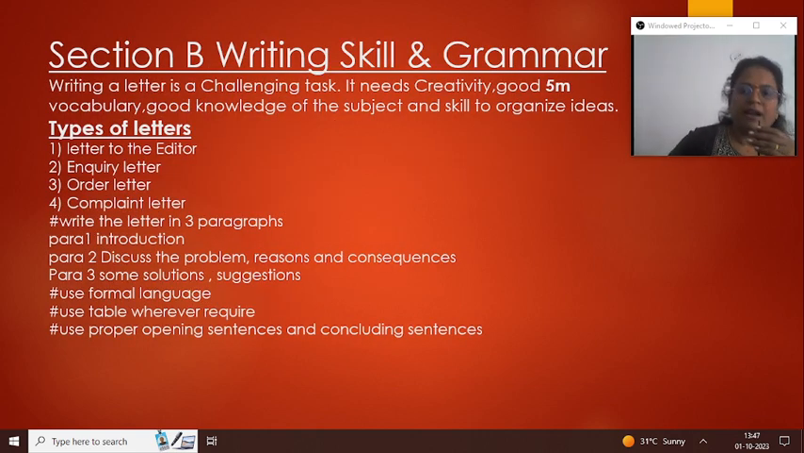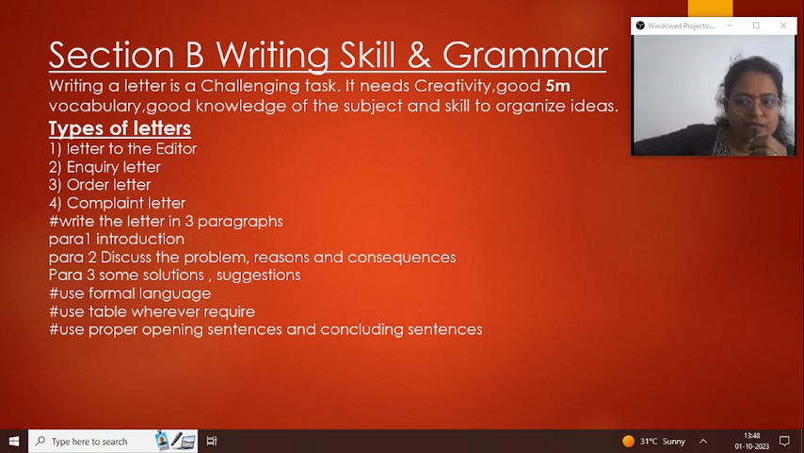Section B, writing skill and grammar. In this, you will have to write a letter and an analytical paragraph. These two you have. Writing a letter is a challenging task. It needs creativity, good vocabulary, good knowledge of the subject, and skill to organize ideas. As I told you earlier, for the analytical paragraph and letter writing also, you say, Ma'am, I've written a whole page but I don't get the marks. Why? The lack of creativity and vocabulary is the reason, right? That's the matter. The letter comes for 5 marks.